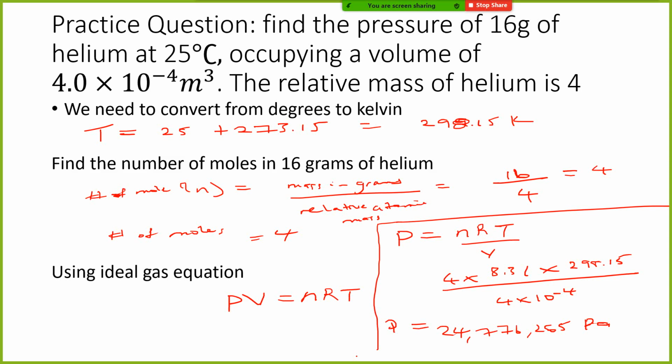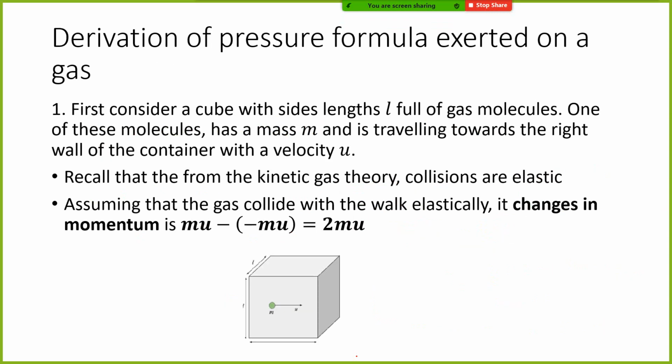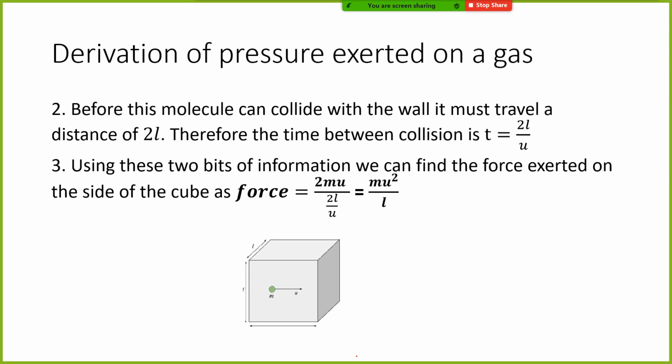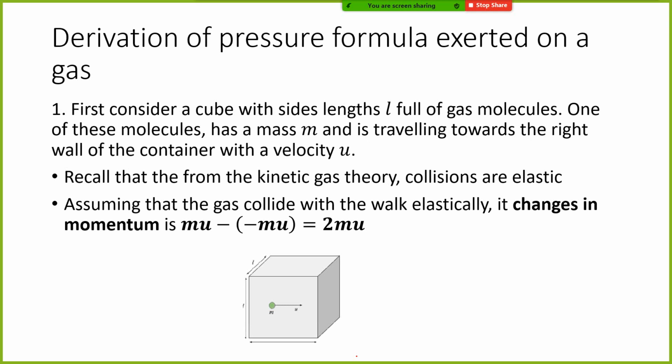So let's see if we can walk through this proof. It's crazy. We want to derive a formula for finding pressure. We have the ideal gas equation from a while ago, but we can derive other equations for finding pressure. And this is going to be related to what we know about pressure already.